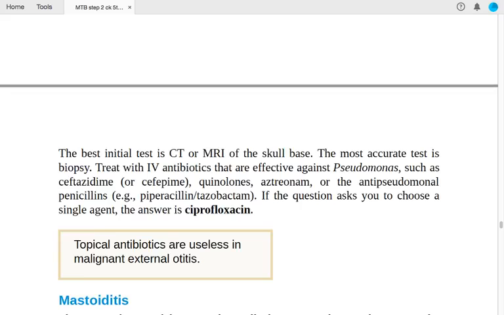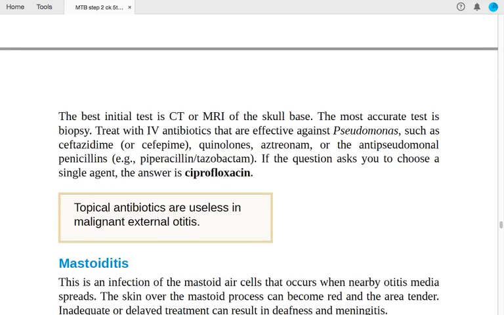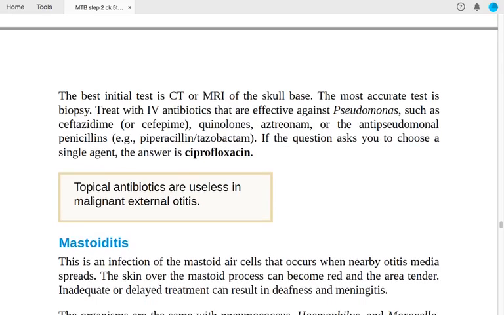Now, the best initial test is CT or MRI. You can go for any of these options. The most accurate test is biopsy. You have to treat your patient with IV antibiotics that are effective against Pseudomonas, such as ceftazidime or cefepime, or quinolones, or aztreonam, or the anti-pseudomonal penicillins, for example, the combination of piperacillin and tazobactam. If the question asks you to choose a single agent, then you will always choose quinolones, that is ciprofloxacin. Point to ponder here is topical antibiotics are useless in malignant external otitis. So we are usually not giving topical antibiotics in these patients.